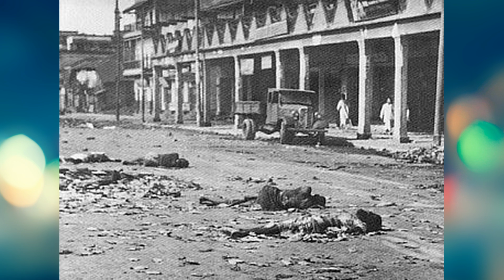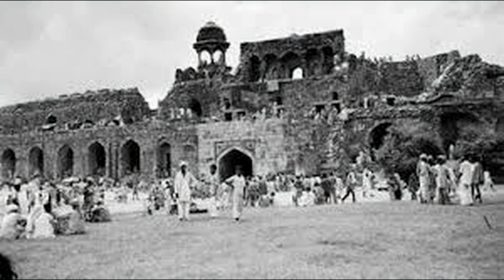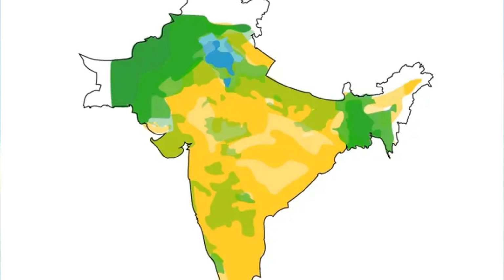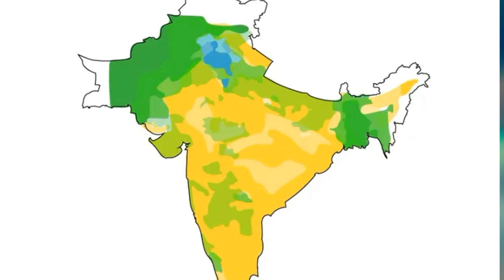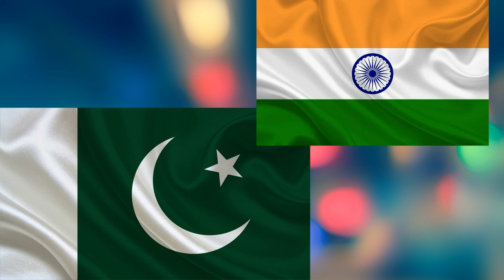In August 1946, the Direct Action Day, called by Jinnah, led to widespread communal riots in Calcutta. Finally, under the pressure of escalating violence and the inability to maintain control, Britain decided to partition India. On August 15, 1947, India was partitioned into two independent nations, Pakistan and India.